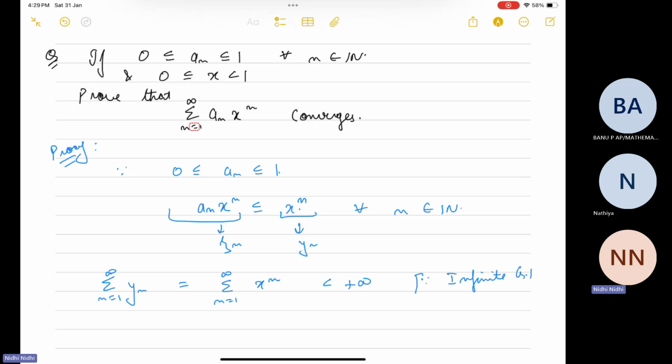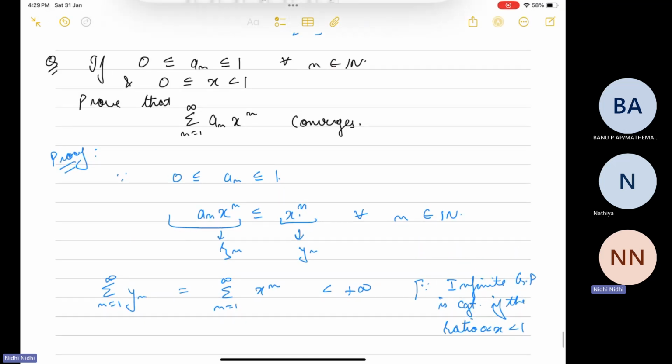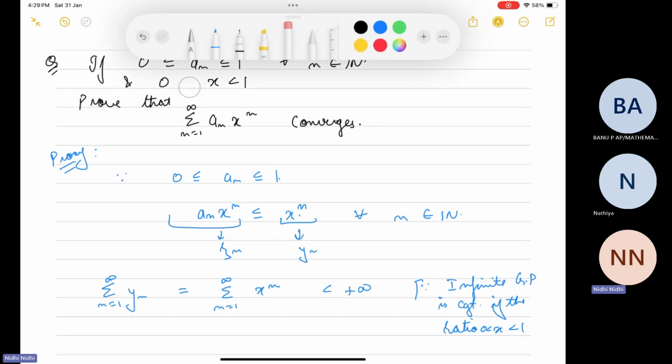Infinite geometric progression is convergent if the ratio, and in this case the ratio is x, is strictly less than 1 and strictly greater than 0. So yeah, this should actually be strictly greater than 0. Also, for x equal to 0, this is just a zero sum. So in that case, we don't need to worry at all.